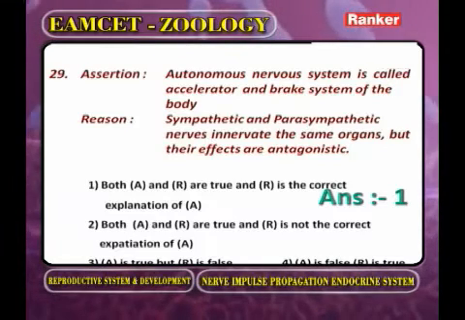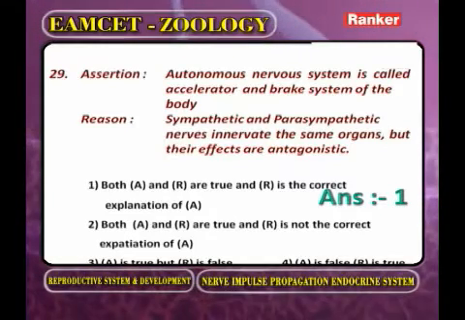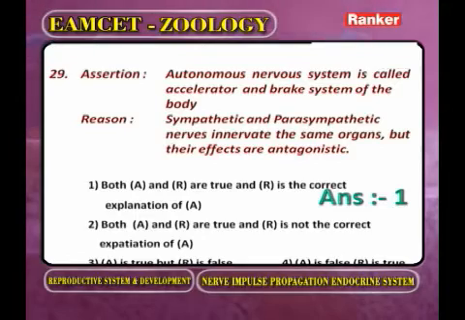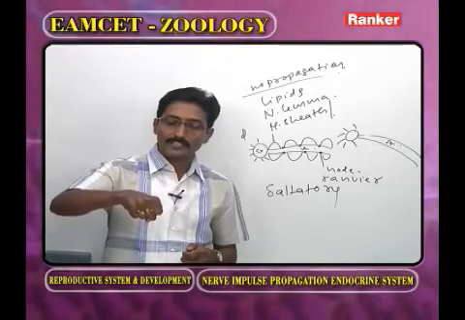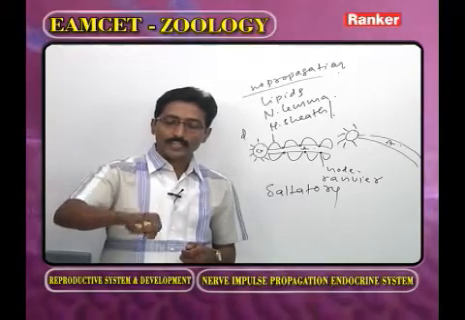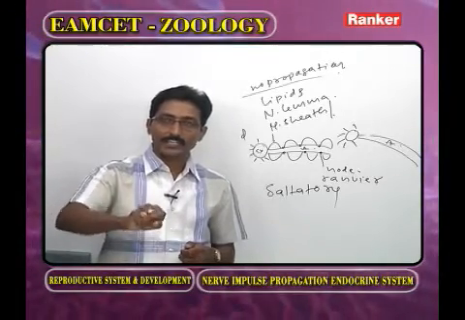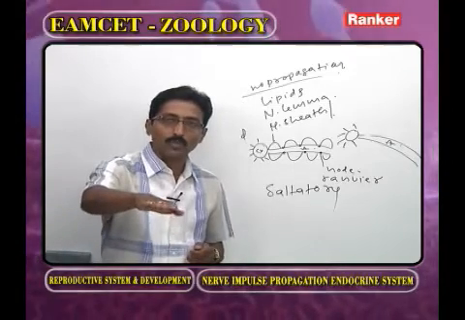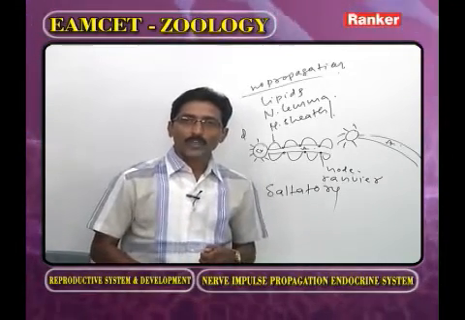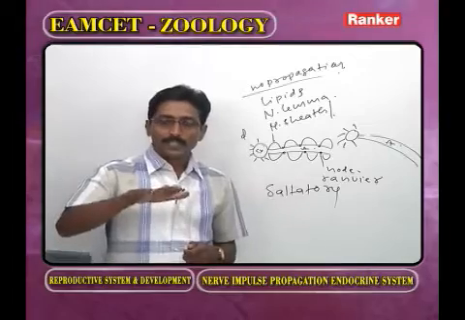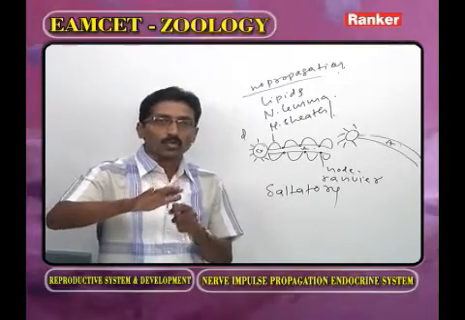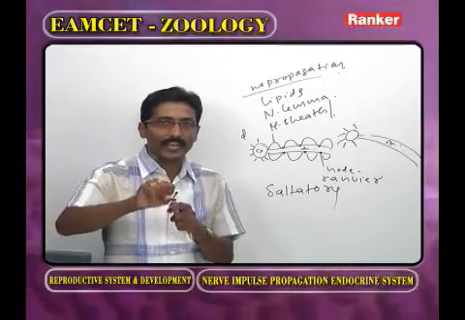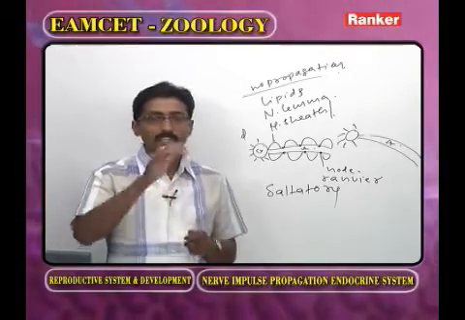The autonomous nervous system is called the accelerator and brake system. Now we have a good idea regarding the bike. In the bike, as we raise the accelerator, the vehicle moves forward. Now if we apply the braking system, the bike is going to stop. That means there is a synchronizing action between the accelerator and the braking system.